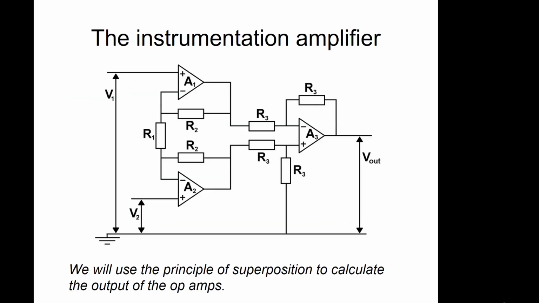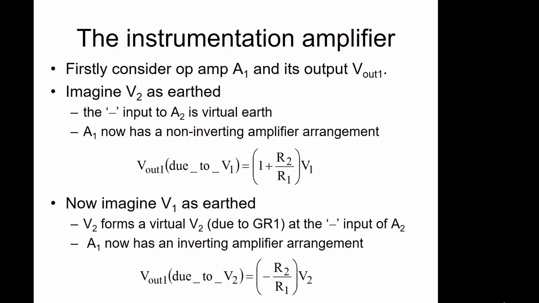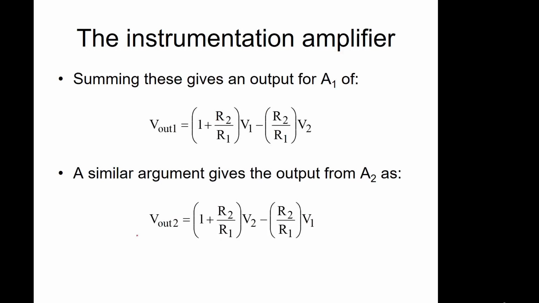So now we can look at op amp 2. We can ground V2 and look at V1, which is forming a virtual earth here. Alternatively, we can set V1 to be earthed and have a virtual earth at this point and see what the effect of V2 is. So it's exactly the same scenario, and we're going to get a V out 2 here and a corresponding equation for our V out 2.